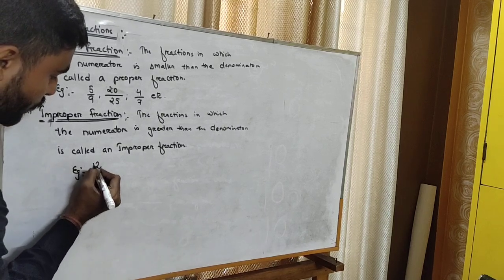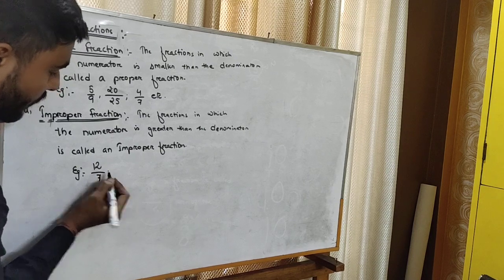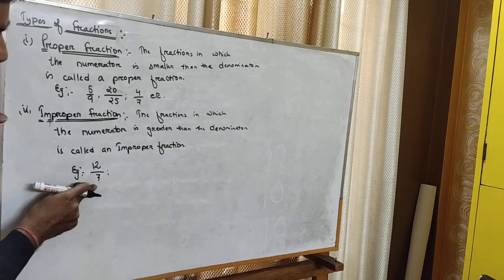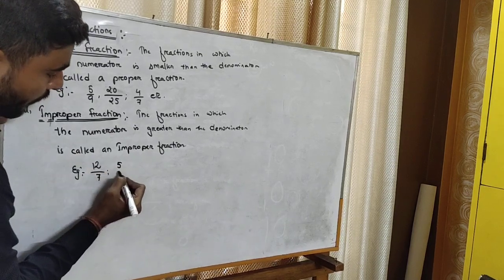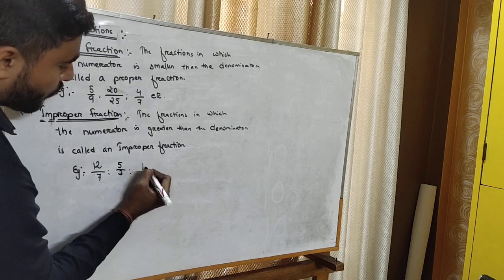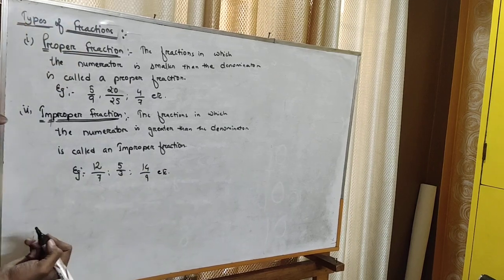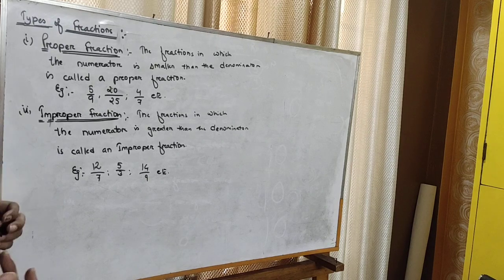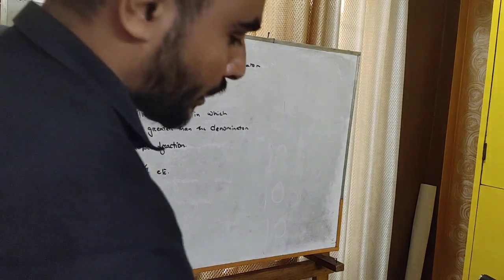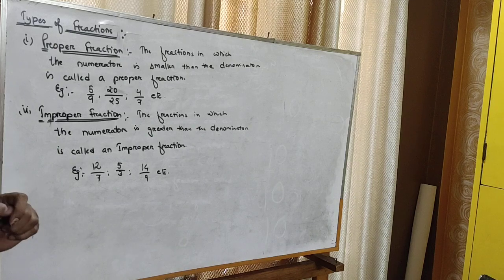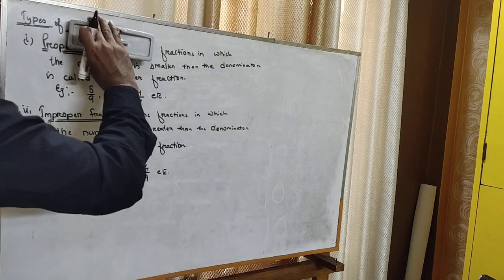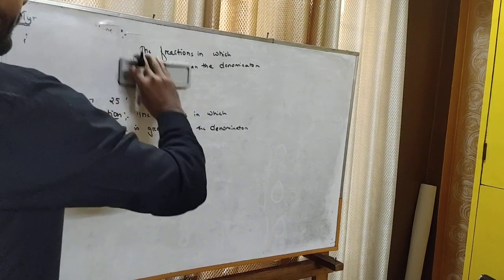Example: 12 by 7, you can see the numerator is greater and the denominator is smaller. 5 by 3, 14 by 9, etc. I hope proper fractions and improper fractions are clear to you all. Let's move to the next type of fraction, that is known as mixed fraction.